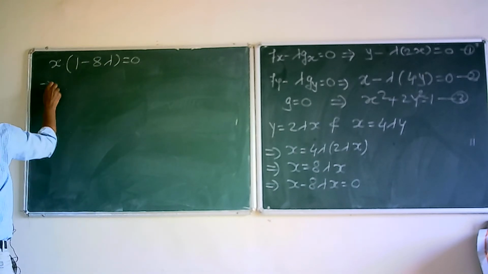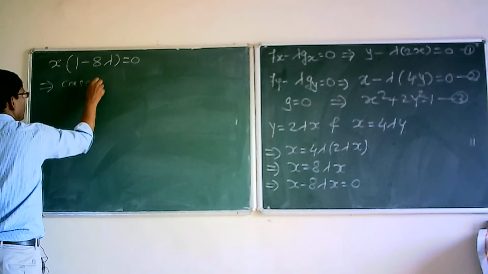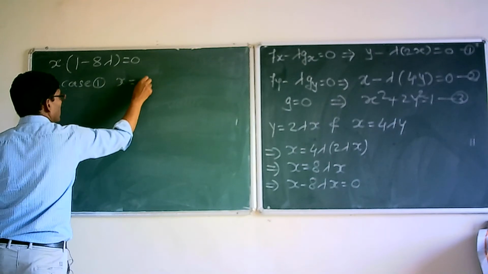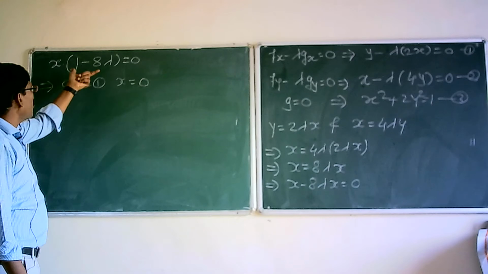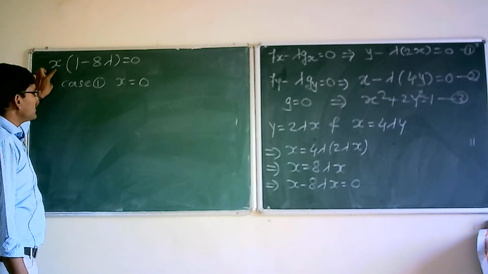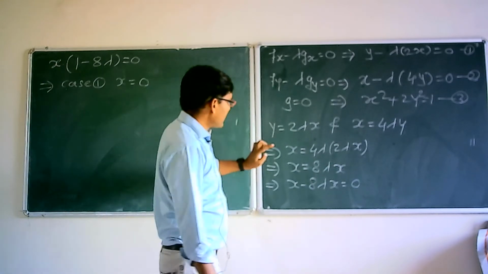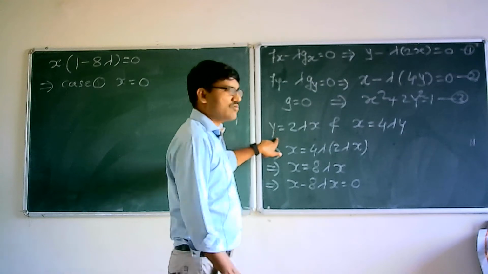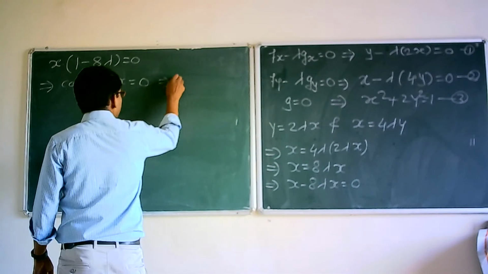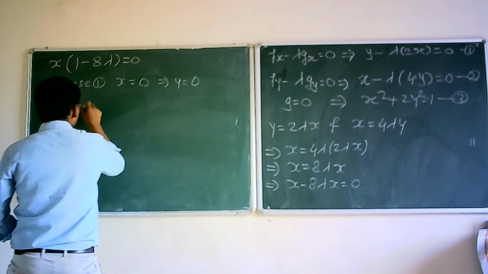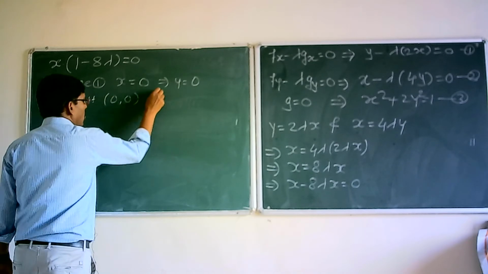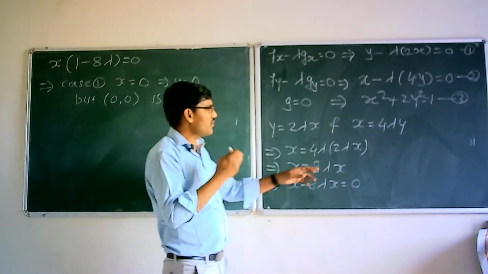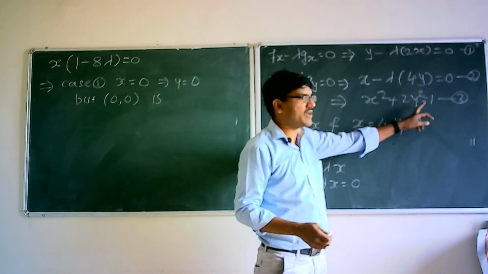This implies either x is equal to 0 or 1 minus 8 lambda will be 0. Case number 1, if x is equal to 0, what happens? If x is equal to 0, our y is also 0. But x equal to 0 and y equal to 0 does not satisfy the equation x square plus 2y square equal to 1.